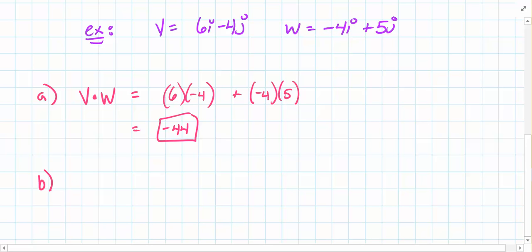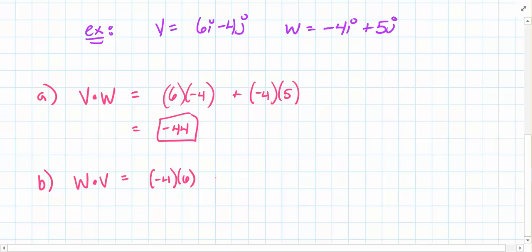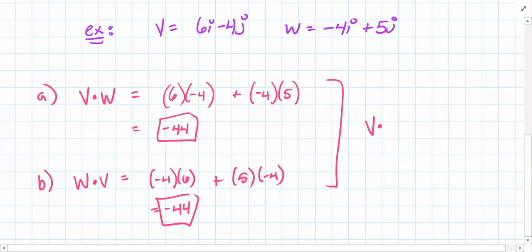Okay, what about example B? What do you think w dot v is going to be? Is this going to be the same thing? Yes, it is the same thing, because multiplication is commutative. So we'd end up with negative 4 times 6 plus 5 times negative 4, which of course, again, is negative 44. So these two examples illustrate that v dot w is the same thing as w dot v. So dot products are commutative. They move back and forth.